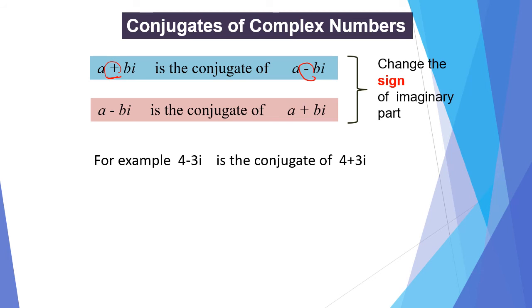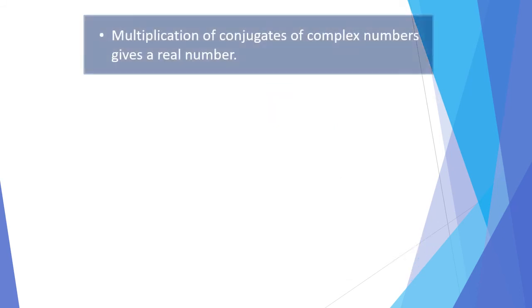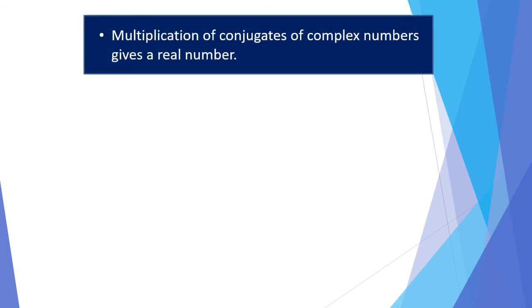For example, 4 minus 3i is the conjugate of 4 plus 3i. Negative 2 plus 5i is the conjugate of negative 2 minus 5i. The conjugate of a complex number z is denoted by z bar. The multiplication of conjugate complex numbers gives a real number, which means that if we multiply z with z bar, we will have a real number.